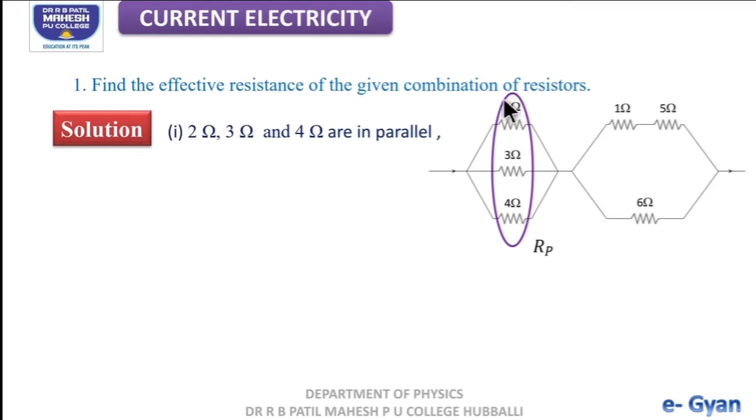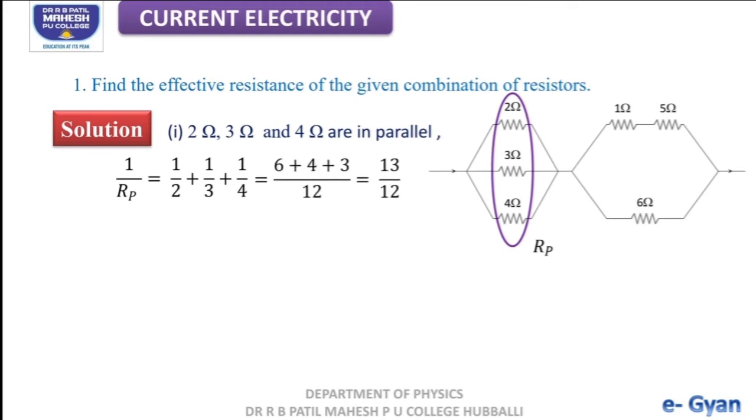Hence, their equivalent resistance is given by Rp. That is, 1 by Rp is equal to 1 by 2 plus 1 by 3 plus 1 by 4. Taking the LCM of this, we can write it as (6 plus 4 plus 3) divided by 12, which is equal to 13 divided by 12. Therefore, Rp is equal to 12 divided by 13, that is equal to 0.92 ohm. This is the equivalent resistance of these three resistors connected in parallel.